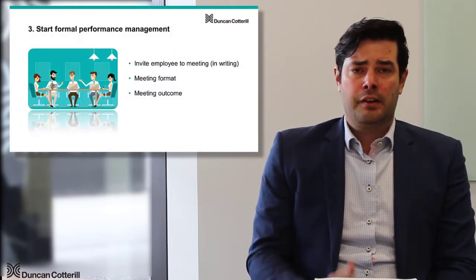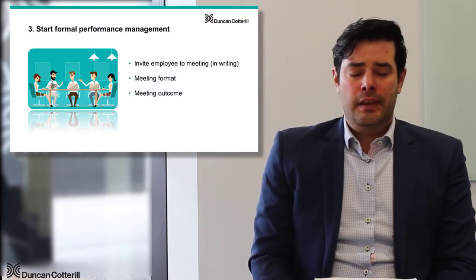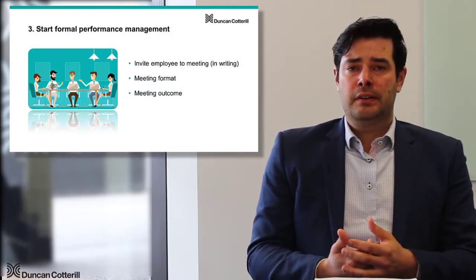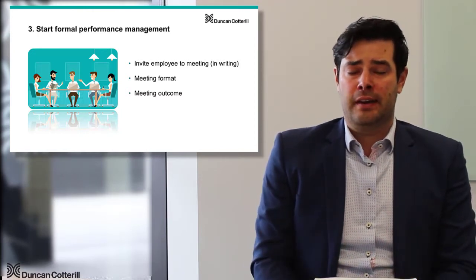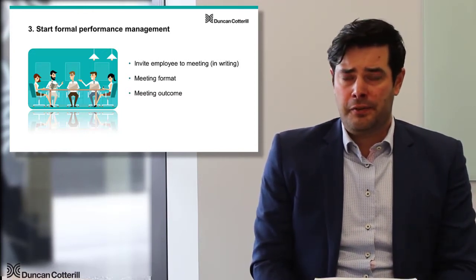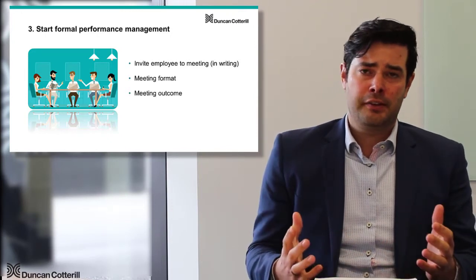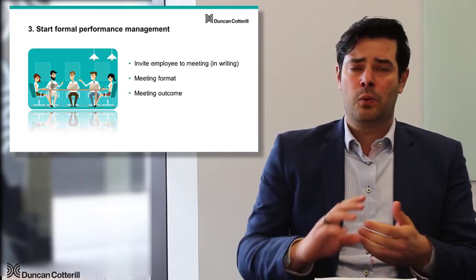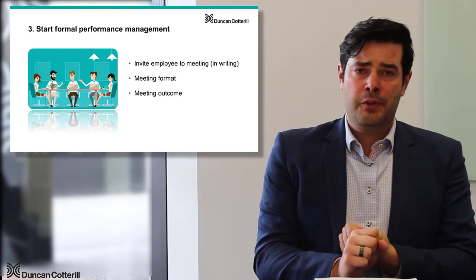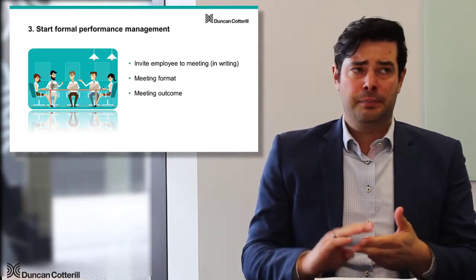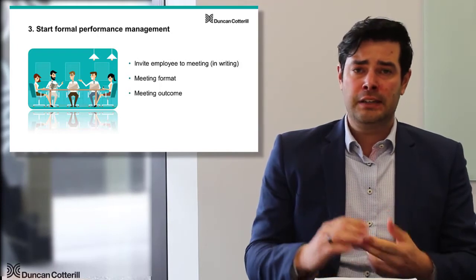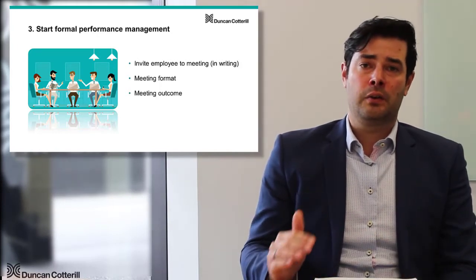The third stage is into the formal performance management process, and this requires a high degree of formality. The employee should be invited to a meeting. That invitation should be done in writing so you can show what you've communicated to the employee. There's a number of things which should be in there which you can seek advice on, but as a brief example, it should identify that you want to meet with the employee to discuss some concerns with their performance. You should state the specific concerns and give detailed examples of what's going wrong.